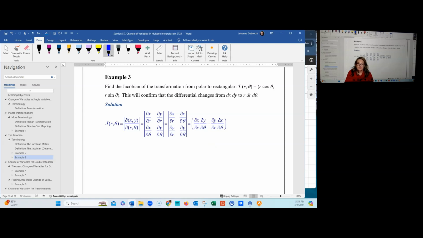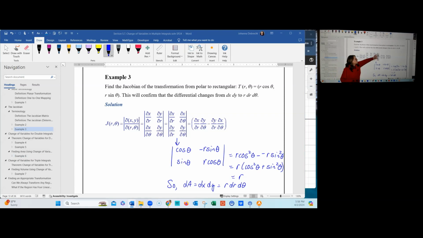So in example 3, I used the second form where I have the partials of x with respect to r and theta in row 1, the partials of y with respect to r and theta in row 2. So the partial of x with respect to r, since x is r cosine theta, just becomes cosine theta. And the partial of x with respect to theta is negative r sine theta. Then y is r sine theta, so the partial of y with respect to r is just sine theta, and the partial of y with respect to theta is r cosine theta.